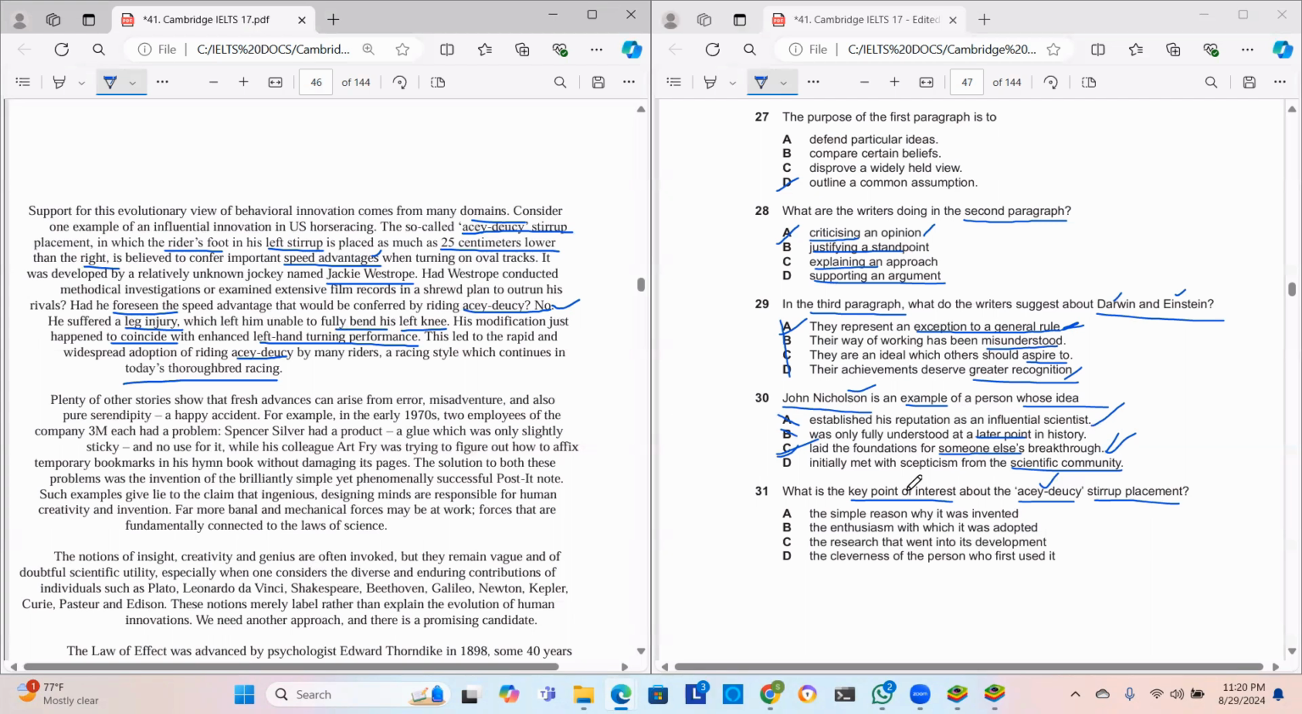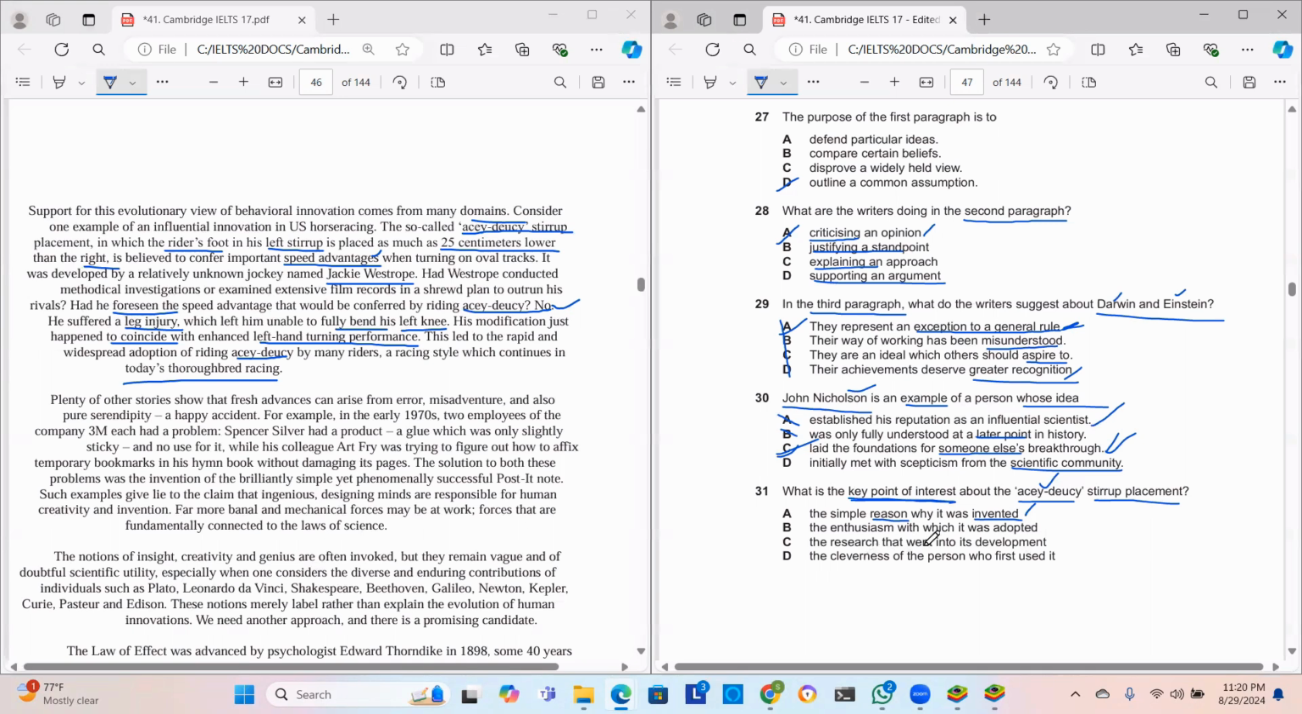Okay, now what is he saying here? So the simple reason why it was invented. Okay, yeah, I think yes, he talked about the invention and the simple reason. I think A is close enough to the question. That is the key point of interest. So let's keep A on hold, okay, and we'll talk about the next options, okay?